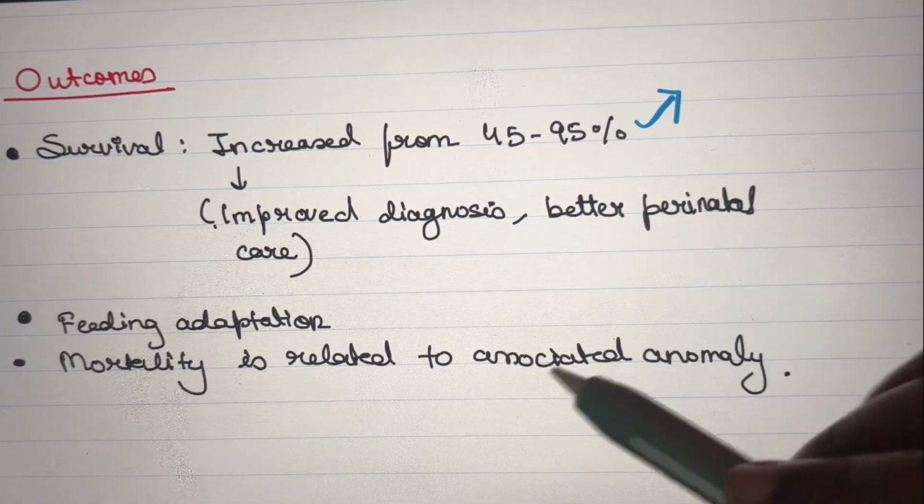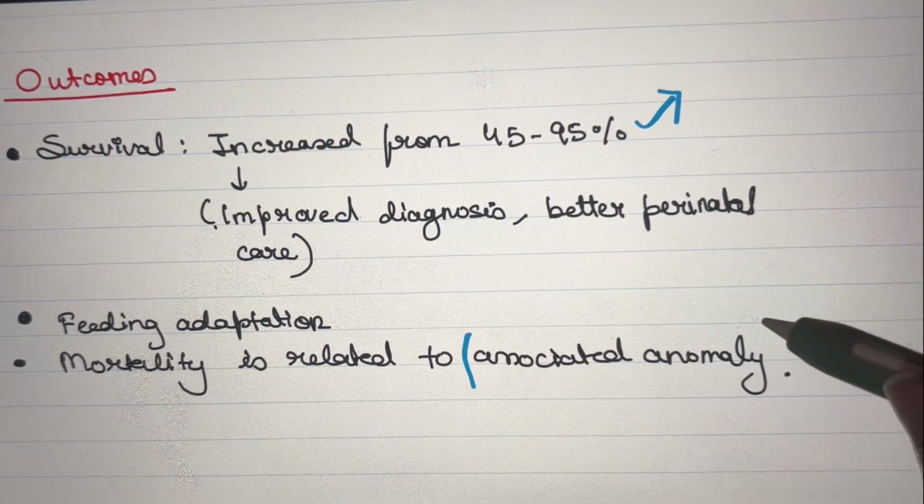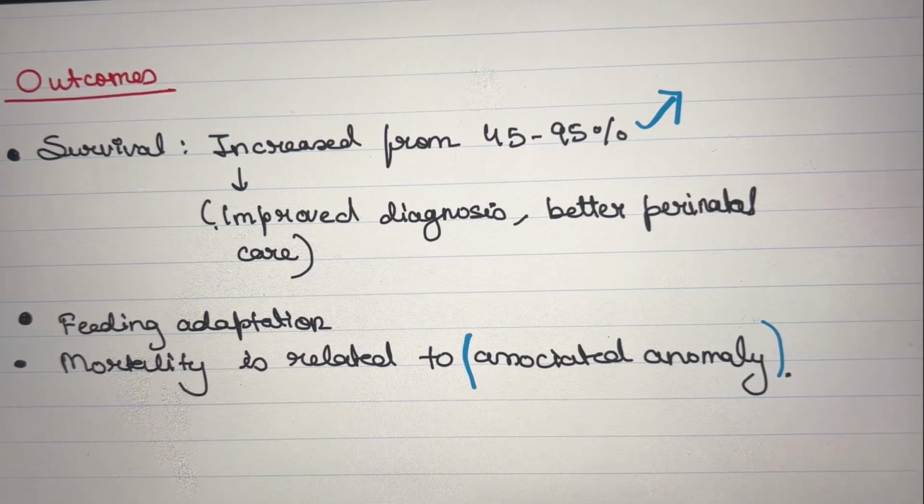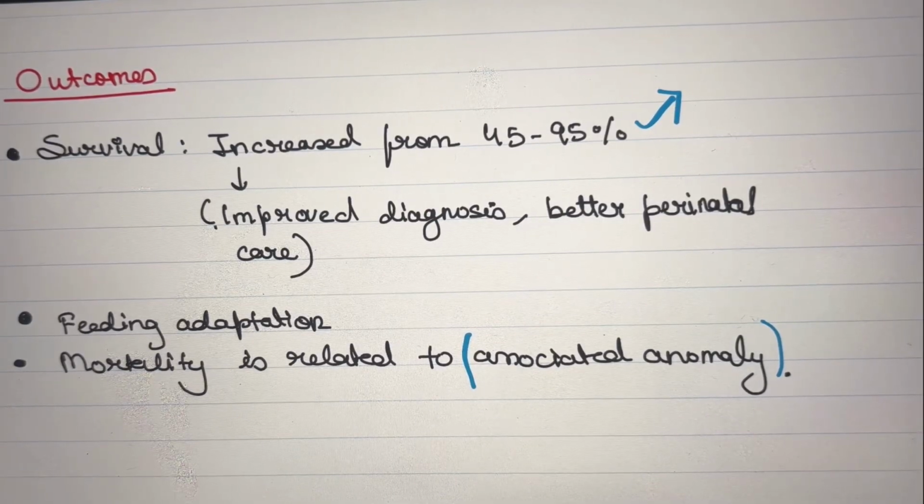Mortality is related to the associated anomaly. In general, if there is isolated duodenal atresia, it has a very good prognosis. If duodenal atresia is associated with Down syndrome or cardiac anomaly or anorectal malformation, then the chances of mortality increase. Therefore, mortality is related to the associated anomaly.